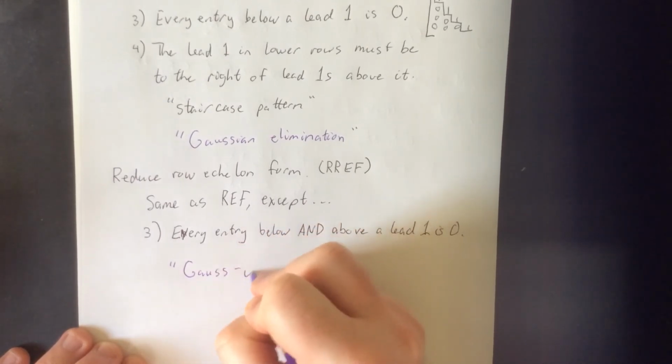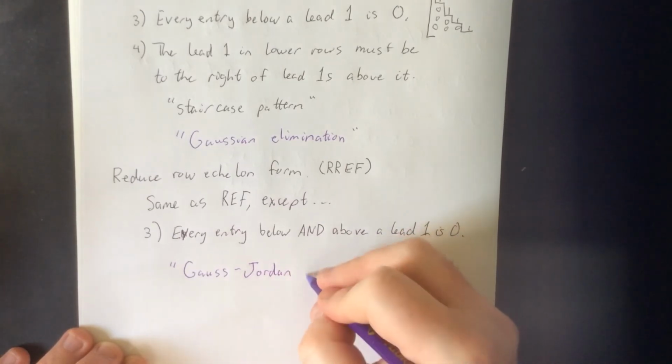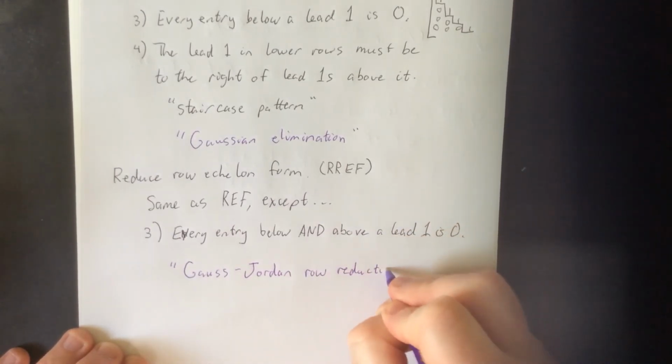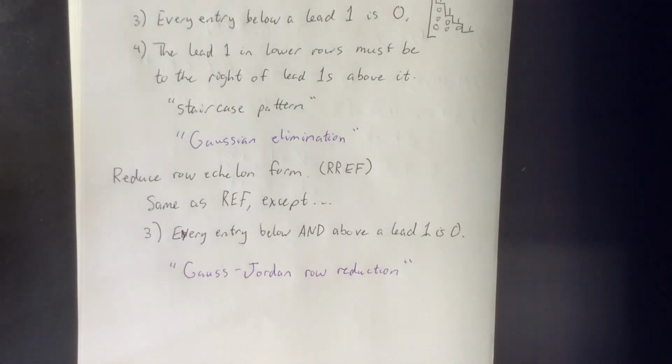Now, Jordan was kind enough to allow Gauss's name to be first, but this is now referred to as Gauss-Jordan row reduction. The process of obtaining reduced row echelon form is Gauss-Jordan row reduction. In the next videos, we'll see several examples of obtaining row echelon and reduced row echelon form.